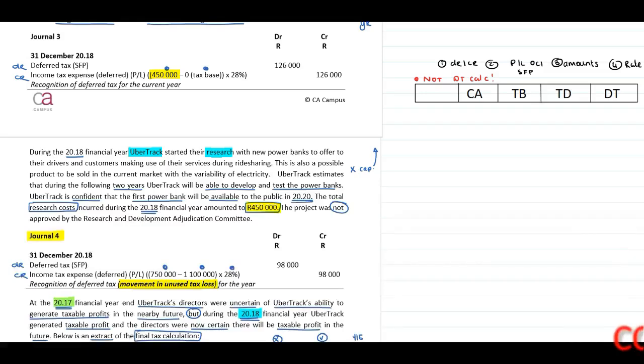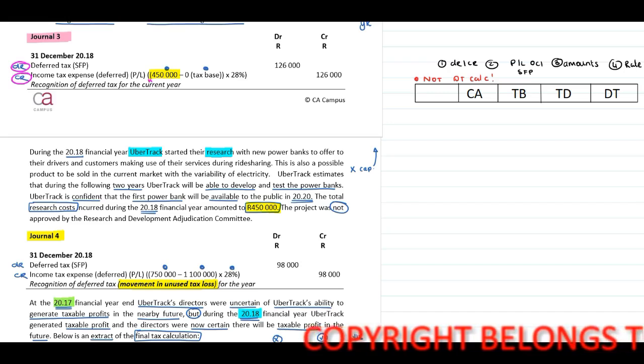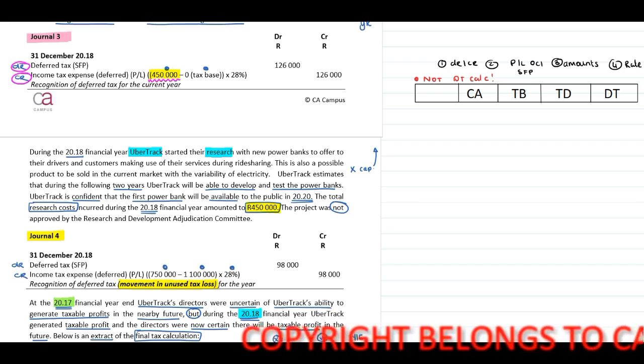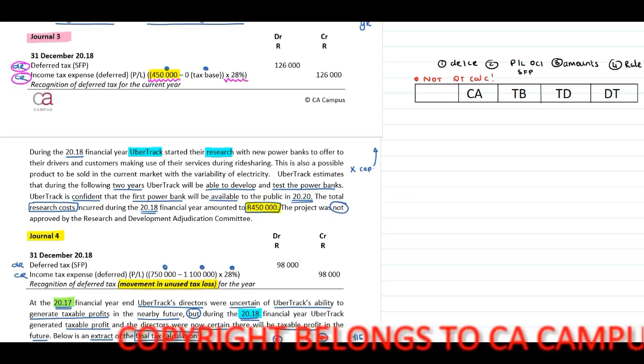Let's move on. Journal entry number 3. Okay, so when we look at this, guys, they have debited deferred tax, credited income tax, with a 450,000 Rand times 28% recognition of deferred tax for the current year.